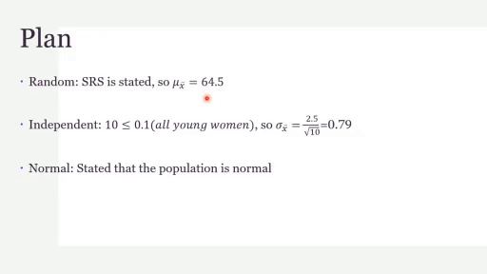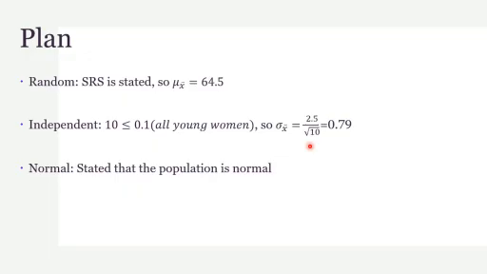Next up is independent. Independent is your 10% criteria. So is 10% of all the young women less than 10, or is the sample size 10% of all women more than 10? The answer is yes, obviously. So from there, we can say that the standard deviation is going to fall under that formula we have, which is 2.5, the deviation that was found from the normal distribution, all over the square root of our sample size. Remember, the larger the sample size, the smaller that deviation can become, because we have less variability with the larger sample. So with 10, we've taken it from basically 2.5 and shrunk it down to about 0.79.